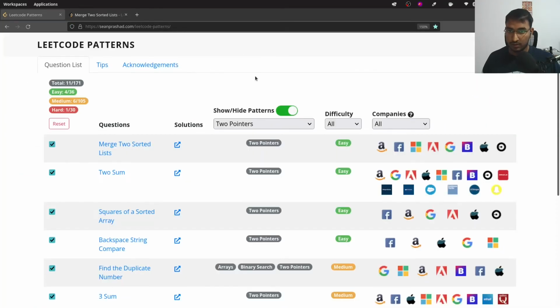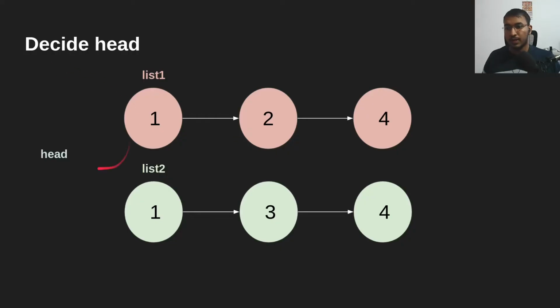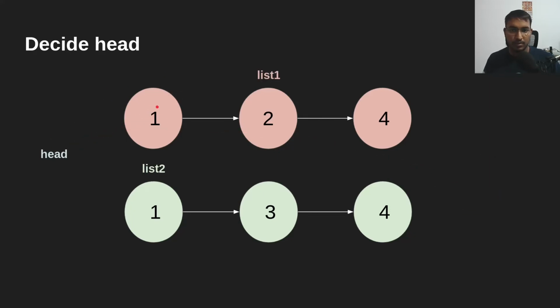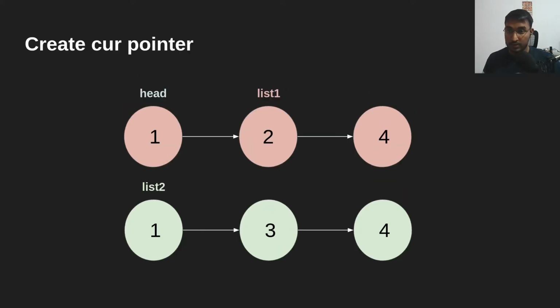Let's start. So we are deciding initially which value head should point to. For that it makes sense that head initially points to the lesser value out of list 1 and list 2. Here they are both the same: list 1 is 1 and list 2 is also 1, so they are equal. We can point it to any one of them, right? So we move list 1 to its next, and the head will point to list 1 right here.